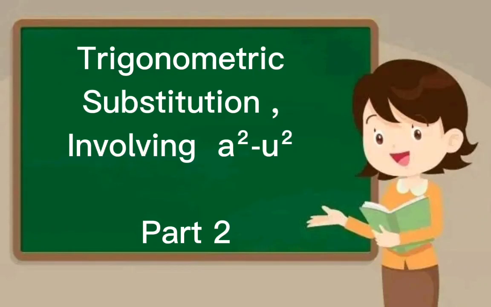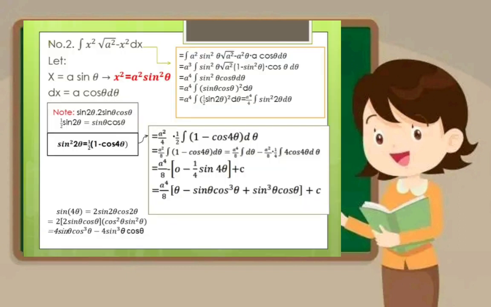Good day everyone. Our topic for today is all about trigonometric substitution involving a² minus u², part 2. In part 2, the example is the integral of x² times the square root of a² minus x² dx.